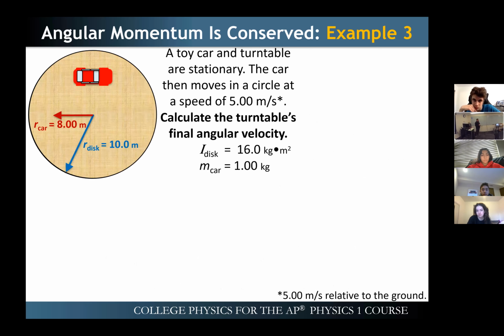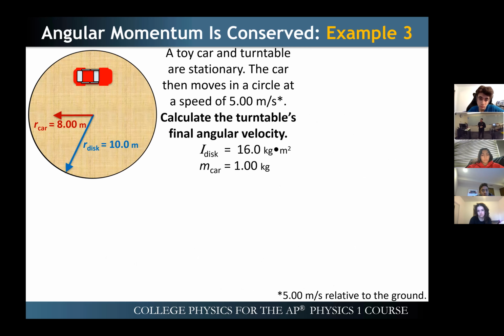All right, example 3. Okay, we'll level up just a little bit here. So we got a toy car and a turntable. They are stationary. The car then moves in a circle at a speed of 5 meters per second relative to the ground. So if it wasn't on the turntable, it would be going 5 meters per second straight. But it is on the turntable. So as it starts to go, the turntable is going to start to spin underneath it, and that's going to cause it to go in a circle as well.